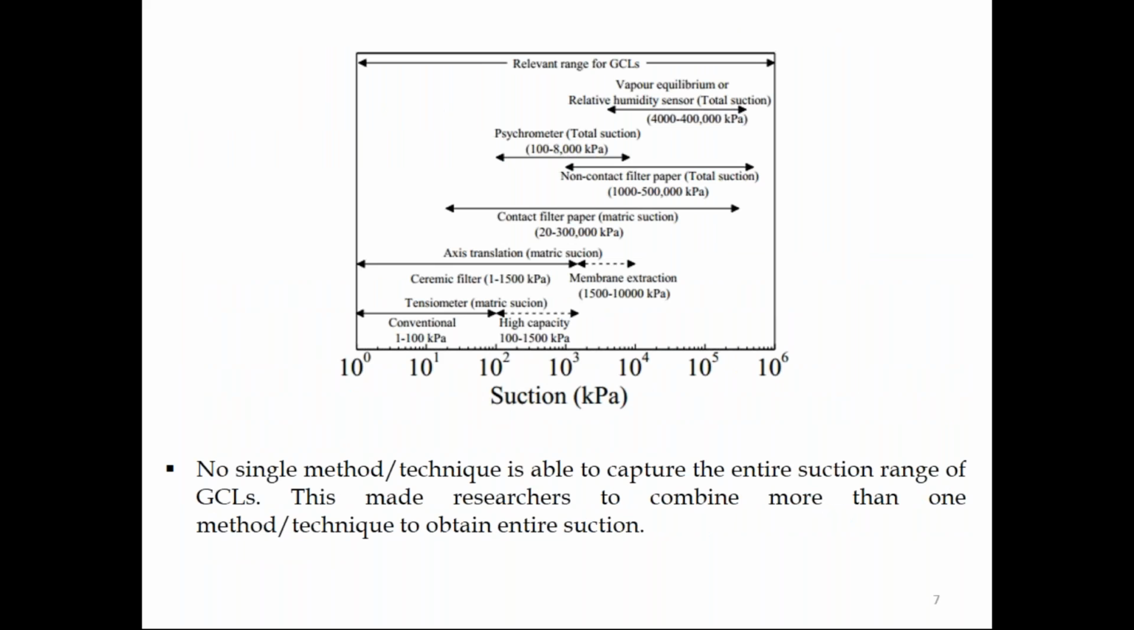So this figure shows the suction range obtained by various methods or techniques. Like the tensiometer is used for the low suction range, and the axis translation technique is also used for the low suction range, and vapor equilibrium or relative humidity is used for the high suction range.